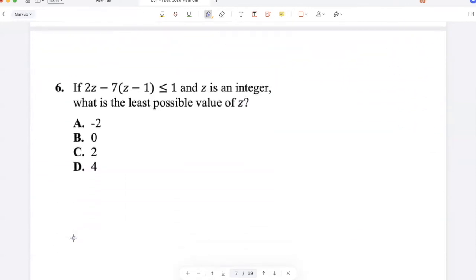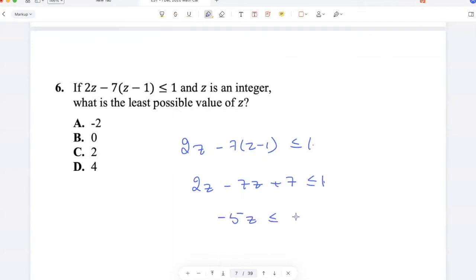If this is true and z is an integer, what is the least possible value of z? 2z minus 7 times z minus 1 is less than or equal to 1. 2z minus 7z plus 7 is less than or equal to 1. Minus 5z is less than or equal to minus 6. So z is greater than or equal to 6 by 5, which means z is greater than or equal to 1.2, right? So the least possible value of z when z is an integer is 2.